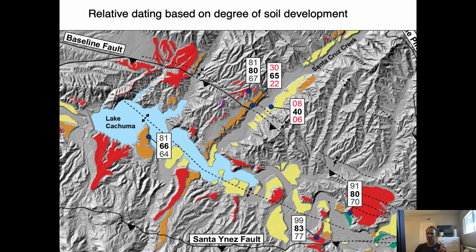So we actually have dates in other places as well, but the point is that I can date a deposit in one canyon or one area, and if I've correlated the soil development across an entire large area, I now immediately know the age of those other ones based on the fact that it's weathered to the same degree as the terrace that I got a numeric date on. Okay.